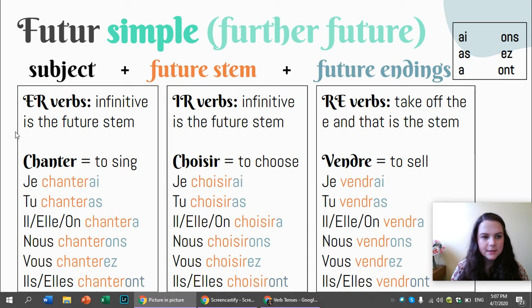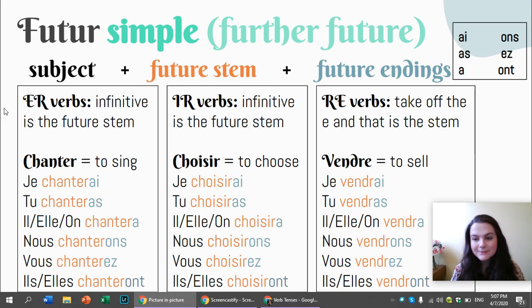So let's look at some future stems for different types of verbs. ER verbs, the infinitive is the future stem. So the infinitive of the verb is just your future stem. All you need to do is add on those future endings to the infinitive. So looking at je chanterai, I have the subject, I took the infinitive, and then just added on the ending for je. And then I did that with all the rest. You can look at it if you'd like.